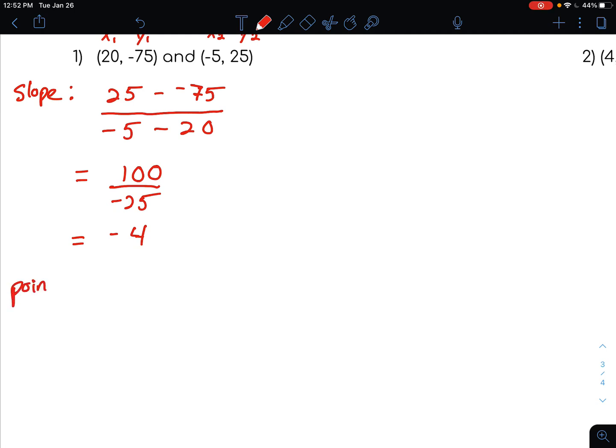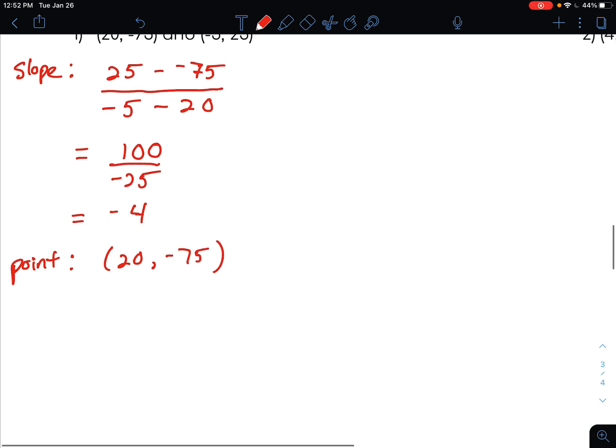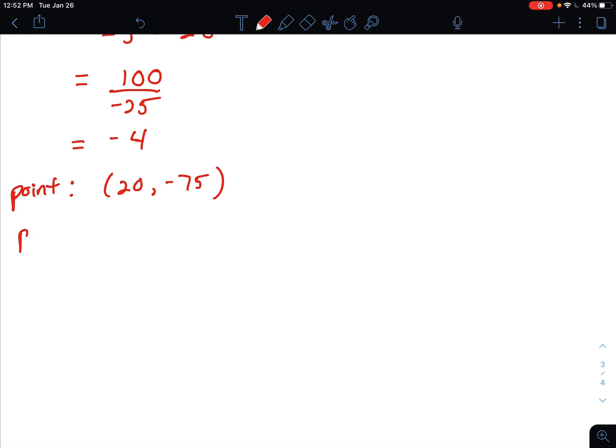Next thing is we need a point. If we're writing the point-slope form, we need to choose a point that is on the line. You actually have 2 points here that we could choose from, and they'll both end up being correct. But I'm going to choose the point 20, negative 75, just because it's the first point that we have there. And then we're going to go ahead and write the equation in point-slope form.